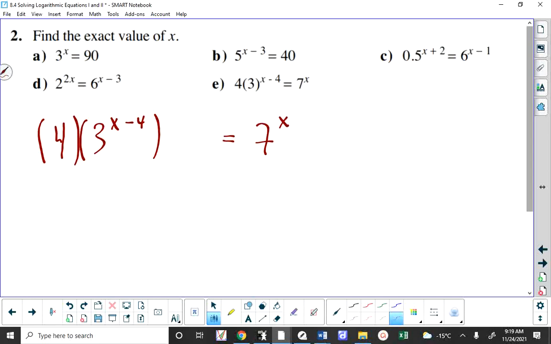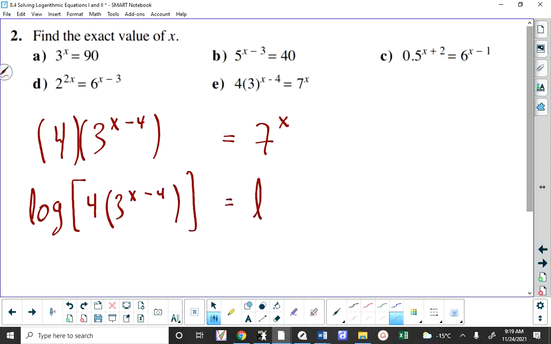There's a couple of options here, and I want to explore them with you. Even if you got this question, it doesn't matter. Some of you might at this point do what I would do, which would be to take the logarithm of both sides. And you're going to have the log of 4 multiplied by 3 to the x minus 4 equals the log of 7 raised to the x.